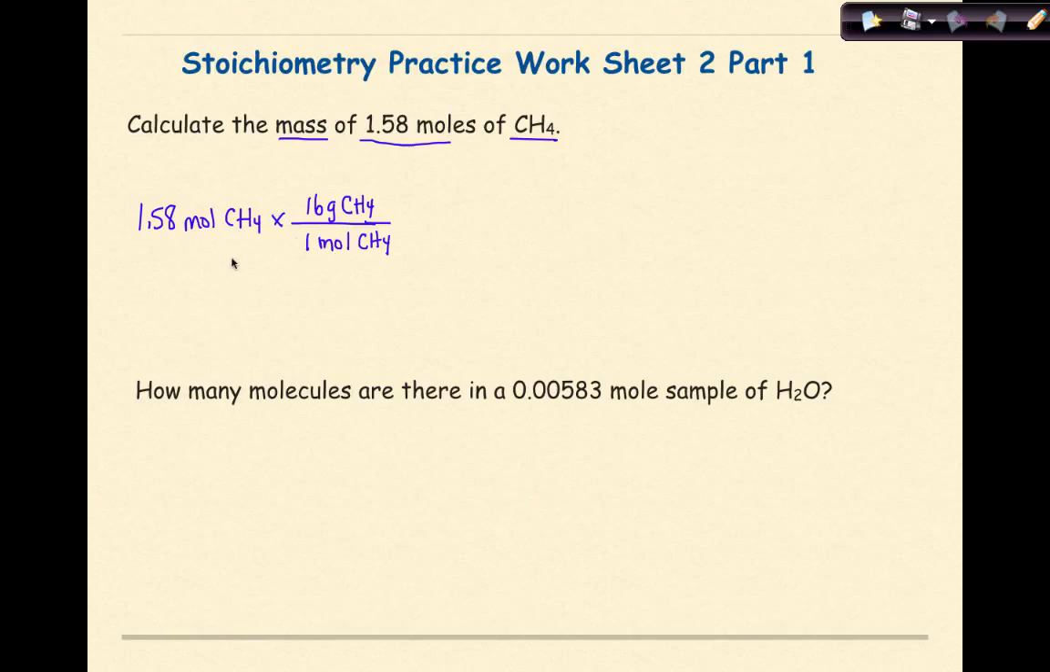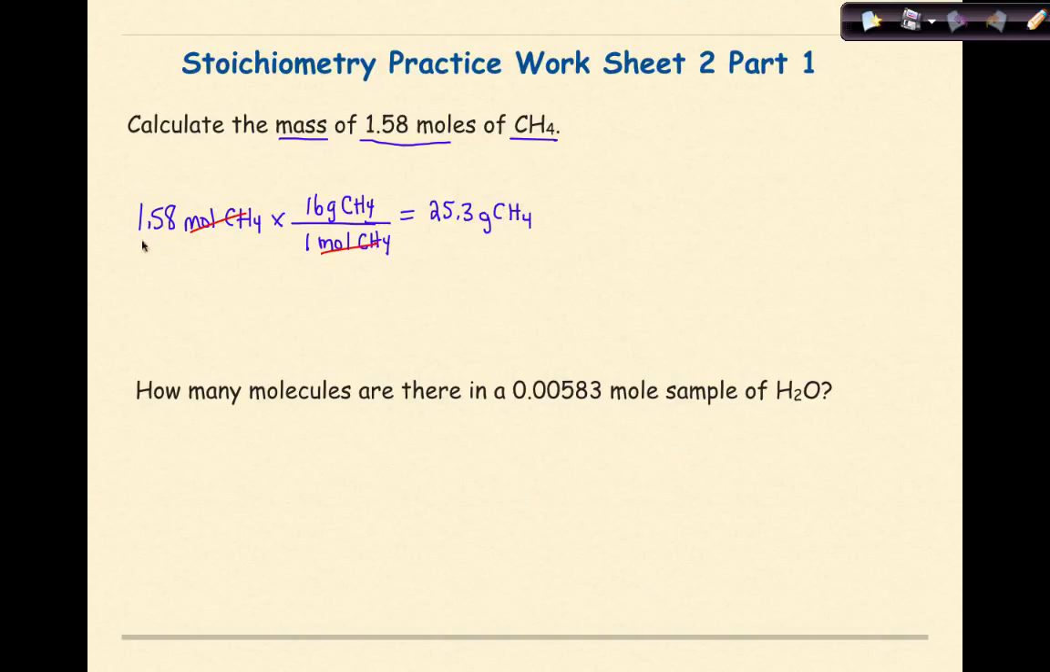I want to make sure that my units cancel, so moles cancel moles. They should always cancel down and to the right. And if I work this problem out, it'll be 1.58 times 16 divided by 1, which will give me an answer of roughly 25.3 grams of methane. Now, one thing that I want to pay attention to here is number of significant figures.